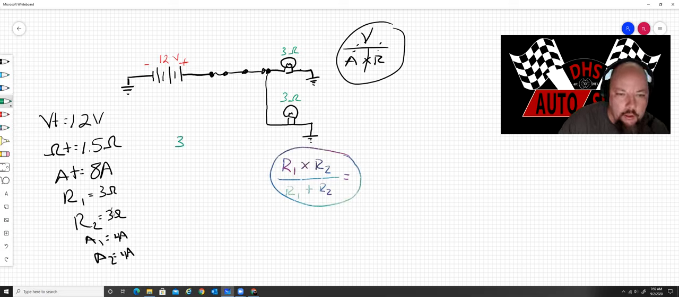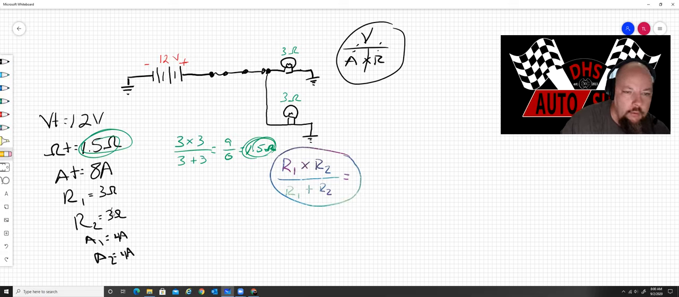So we have 3 ohms. We're not going to put the symbols here because we're dealing with math. 3 times 3 over 3 plus 3 equals 9 over 6 equals 1.5. Now that we know what we're working with, we can put the ohms value right here. So you see this 1.5 ohms here is the same as this right here, and it proves it all out.